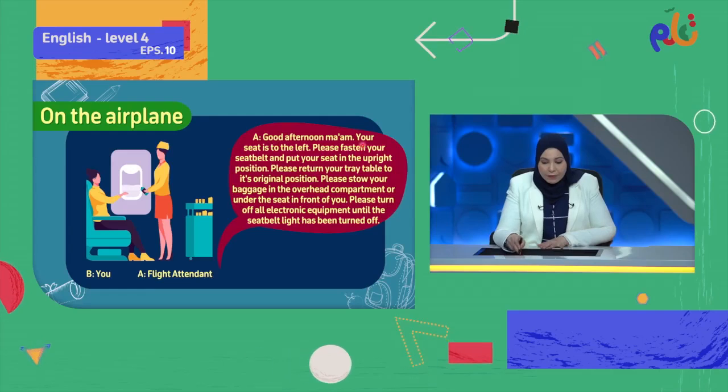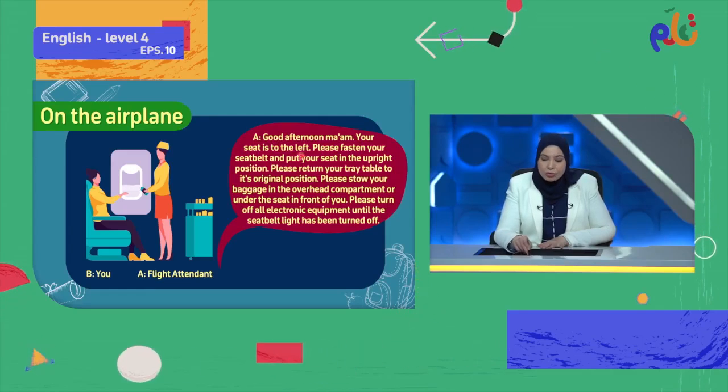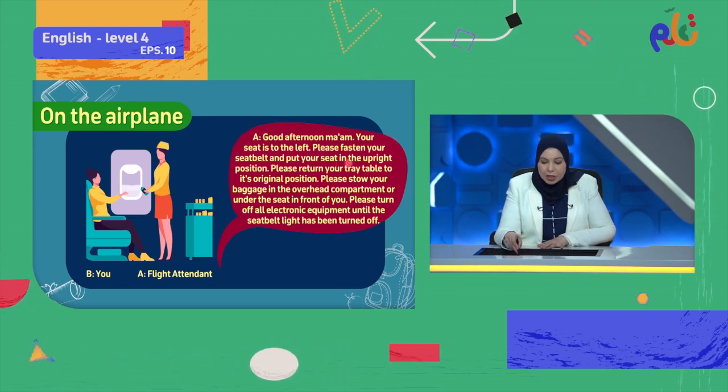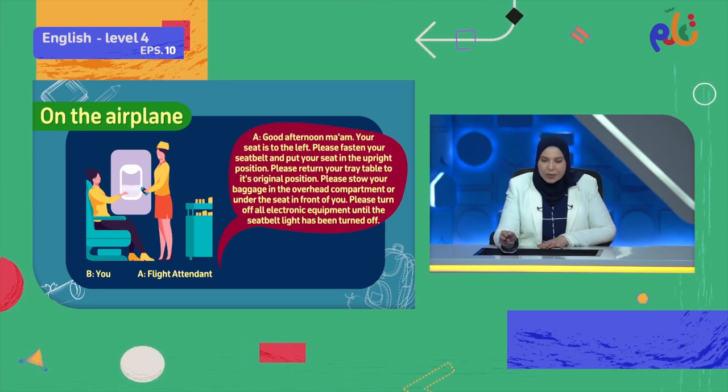So on any flight, the first person who speaks is the flight attendant. She usually greets the passengers. So let's look at the greeting. Good afternoon, ma'am. Your seat is to the left. Please fasten your seat belt and put your seat on the upright position.